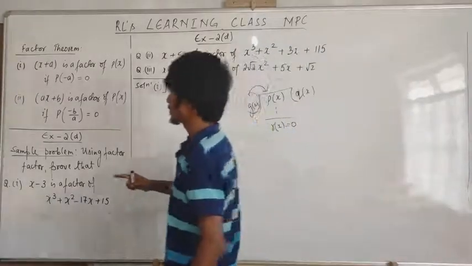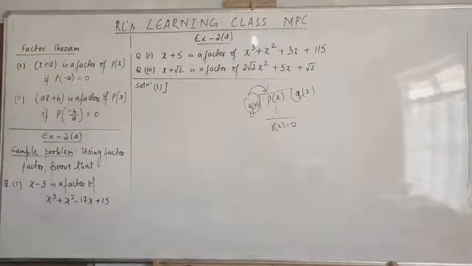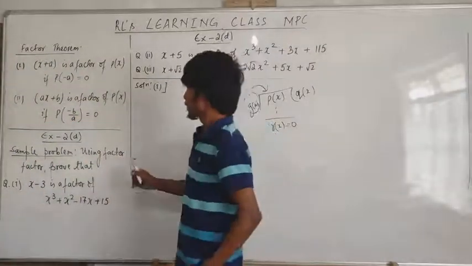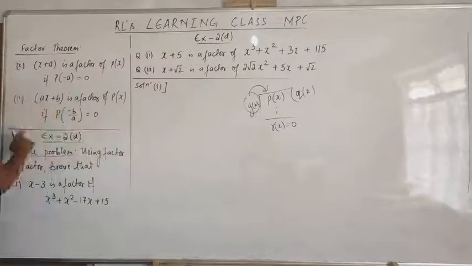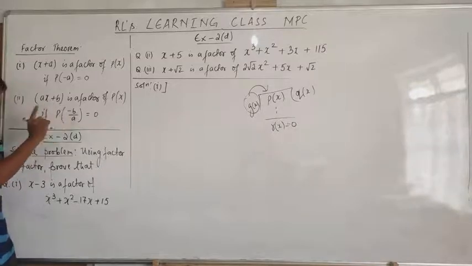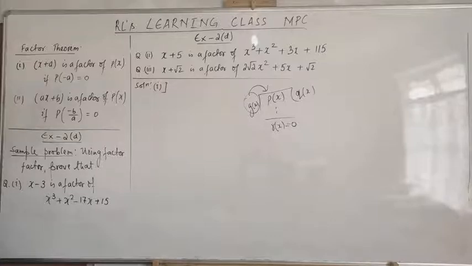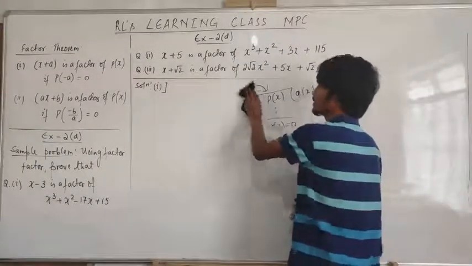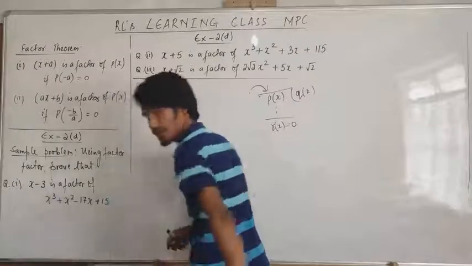Now if x plus a divides this p of x, and when we divide we get the remainder 0, then this x plus a is a factor of p of x. But if we don't get the remainder equal to 0, then that g of x is not a factor. Similarly, ax plus b is a factor of p of x if p of minus b by a is equal to 0, meaning if the remainder is 0. If you don't get the remainder equal to 0, then this is not a factor.